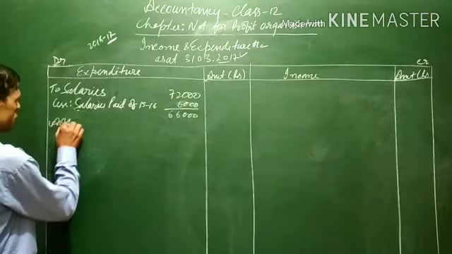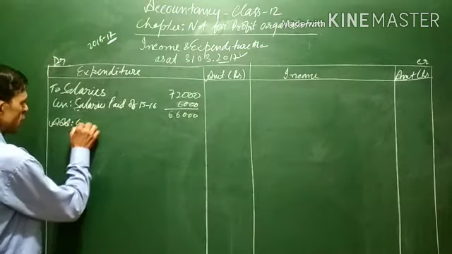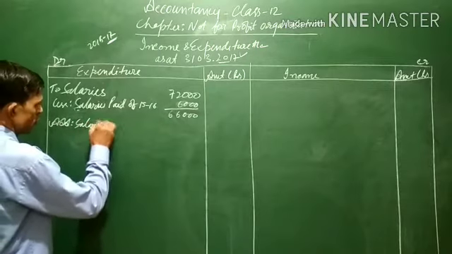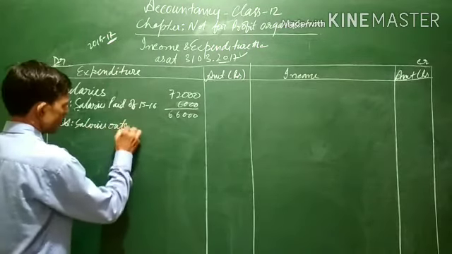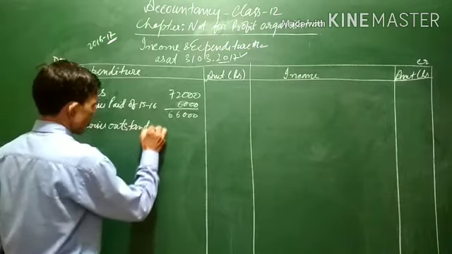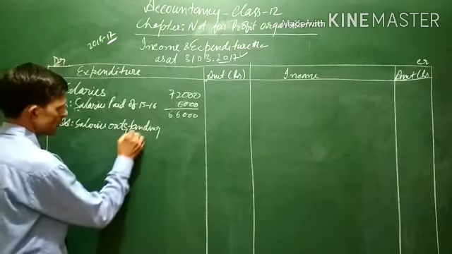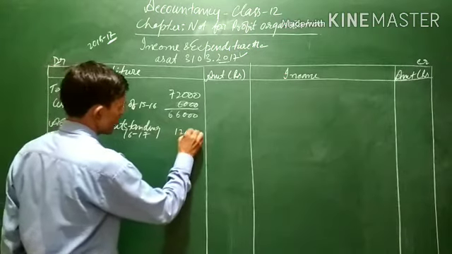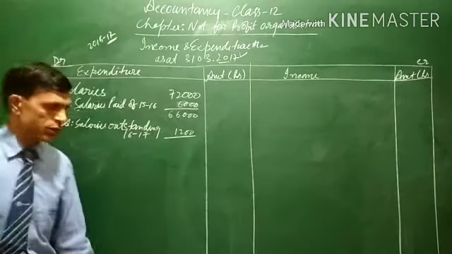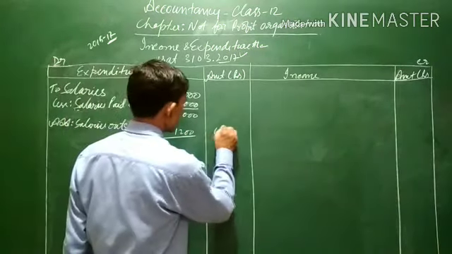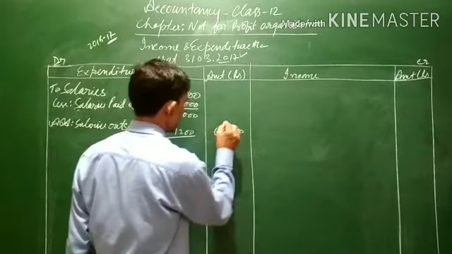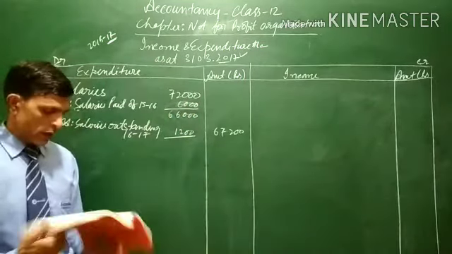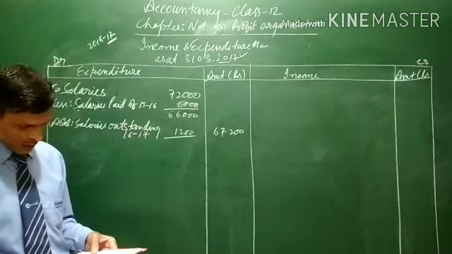and we will be adding salaries outstanding of current year, that is 2016-17. 1,200 will be added in this. It will come to 67,200. Now let us move to the next part.